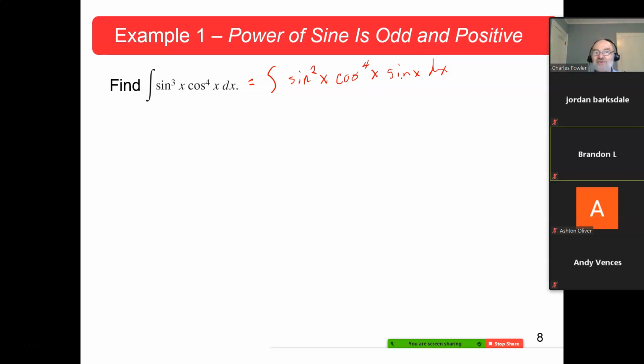Let me boost the energy a little bit here. This sine x is the derivative of cosine. So we want all these to become cosines. And that's fairly simple to do.